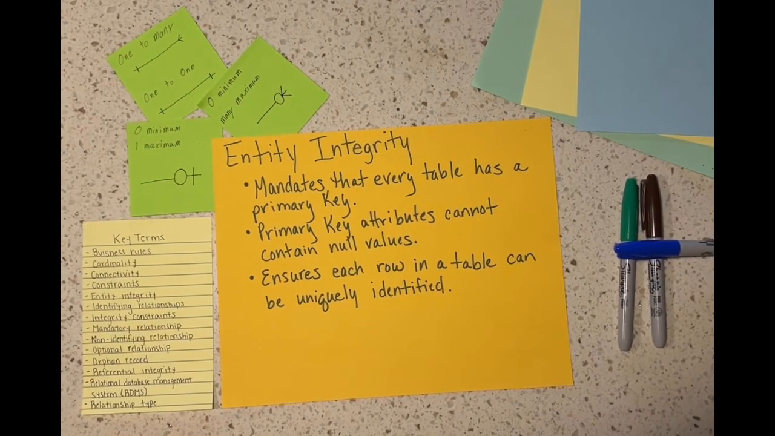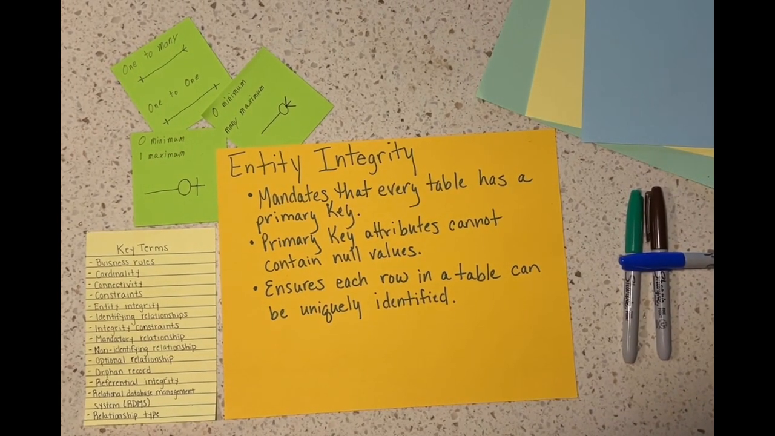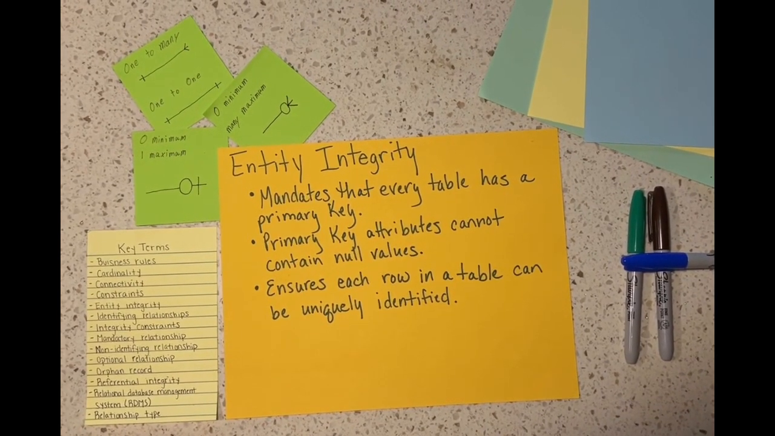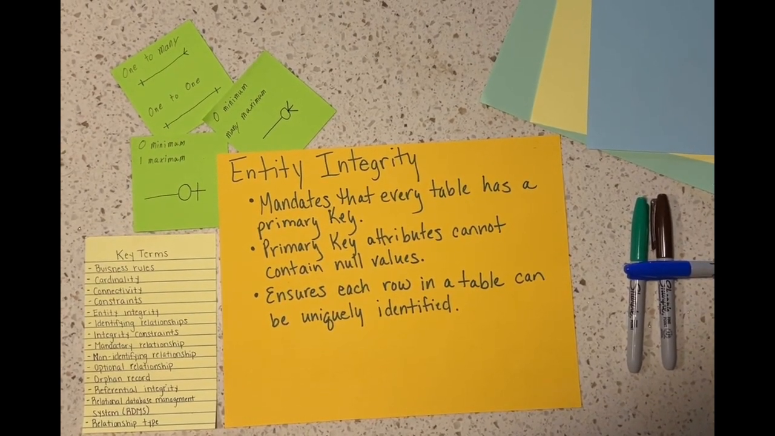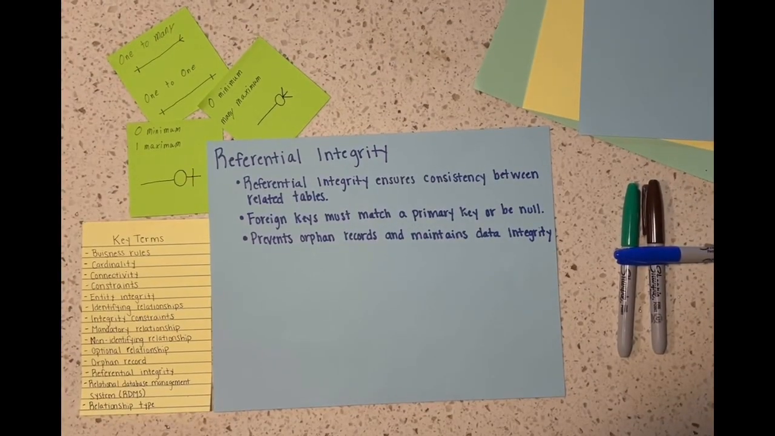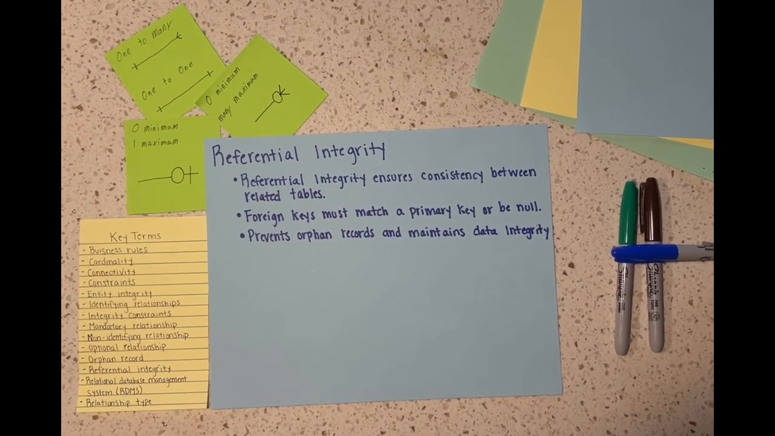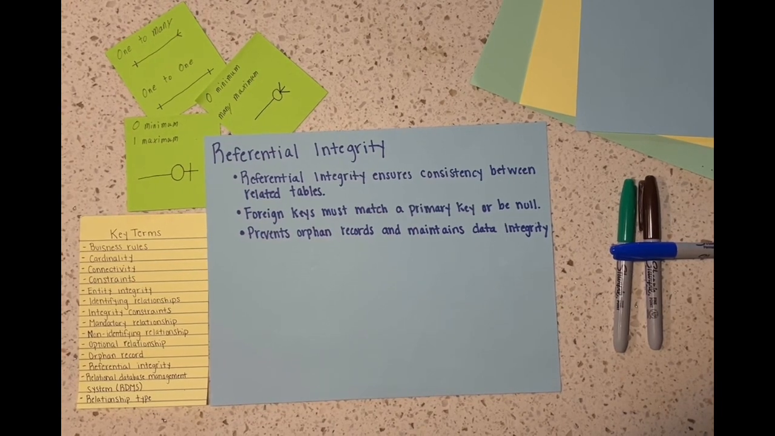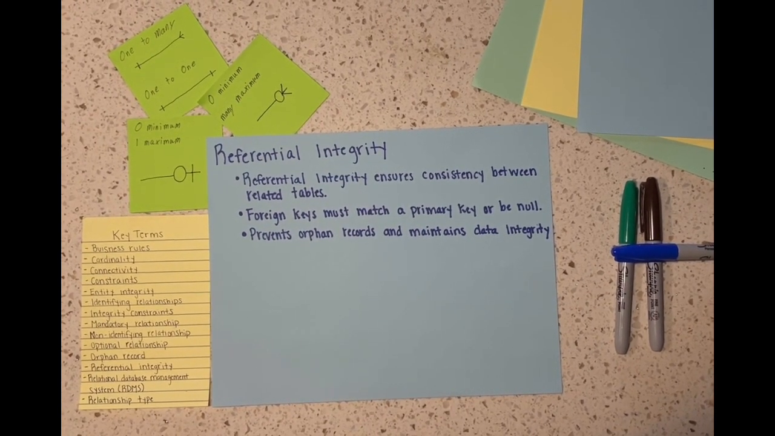Entity integrity, our next topic, mandates the presence of a primary key in every table. This ensures each row in the table can be uniquely identified, preventing any data anomalies. Referential integrity ensures consistency between related tables by enforcing rules on foreign keys. This prevents orphan records and maintains the integrity of the database.